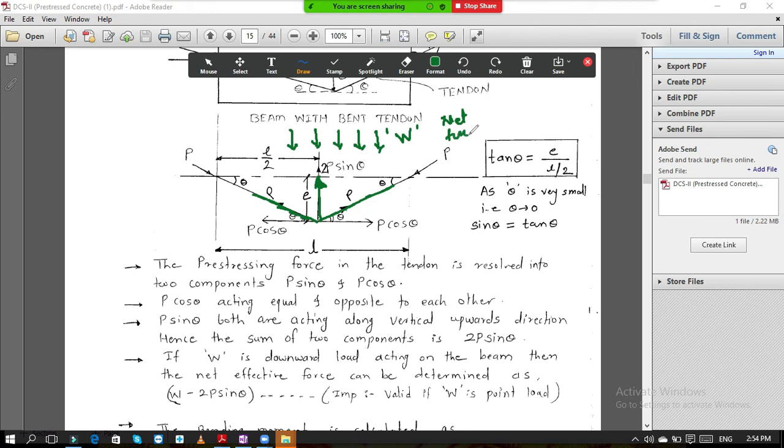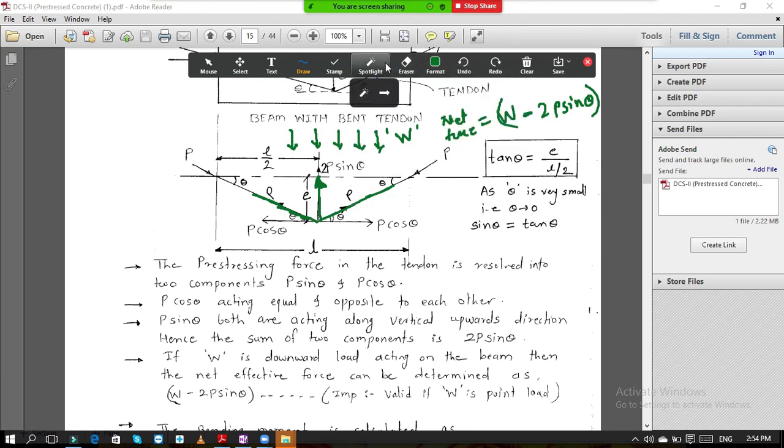Net force काय असणार आहे इथं? Then W is the downward force acting minus upward force 2P sin theta. This will be your net force. Why is it 2P sin theta? Because of this bent profile. This is not a horizontal tendon. This is the bent tendon.